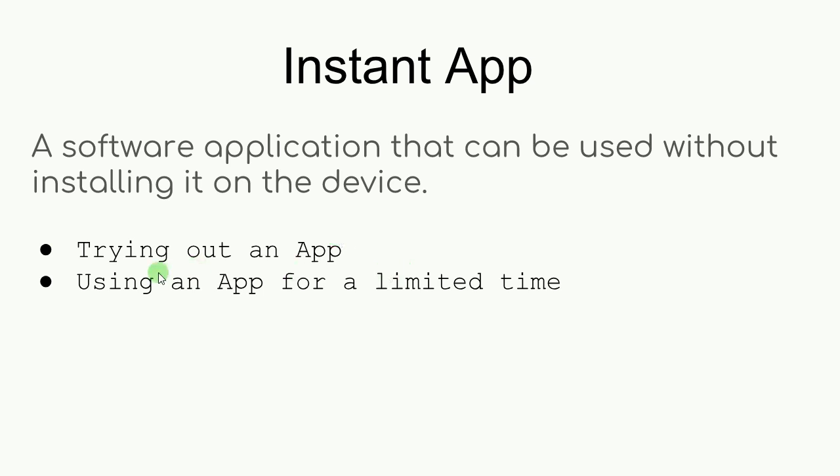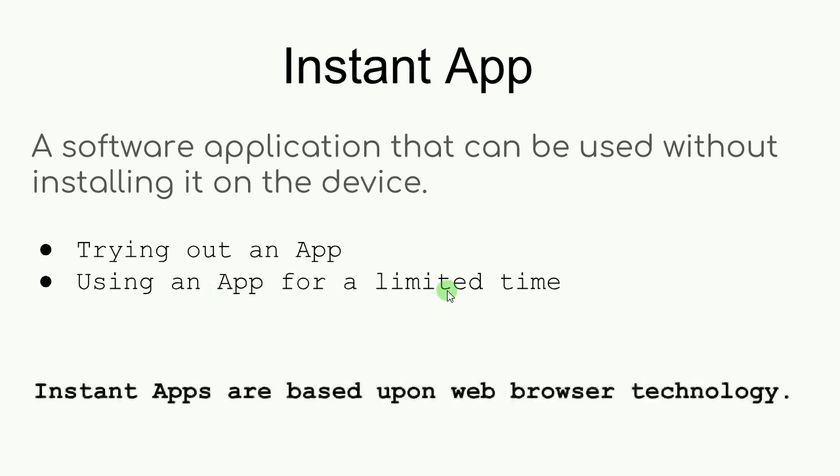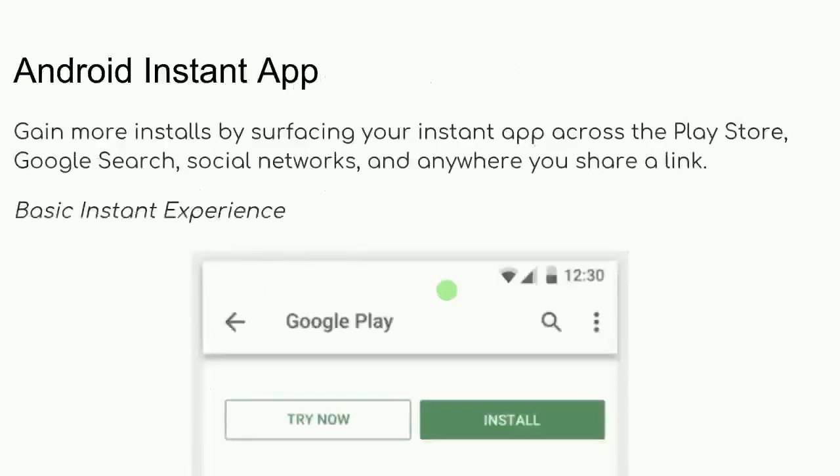And of course, like I said, it also allows the user to use the app for a limited time. For example, you're entering a mall and you just want to park your vehicle and you don't want to download the entire app of the mall. For that reason, you can provide an instant app to your users. So basically, instant apps are based upon web browser technology. You will see why I said web browser technology.